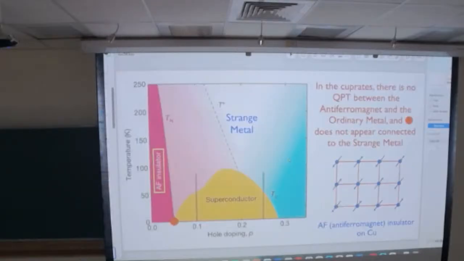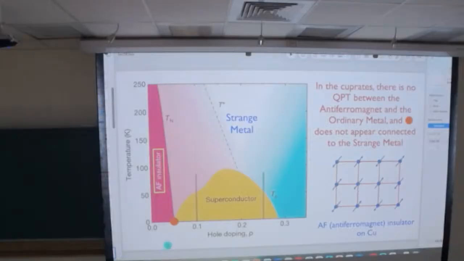So now let's try to carry that over to the cuprates. And you see a very different phase diagram. Now this spin density wave, which is now called by these authors the antiferromagnetic insulator, it vanishes well before the highest Tc. Vanishes already over here. And in fact, there is no QCP between the antiferromagnet and the Fermi liquid, which is over here, or the ordinary metal. There just doesn't exist any connection.